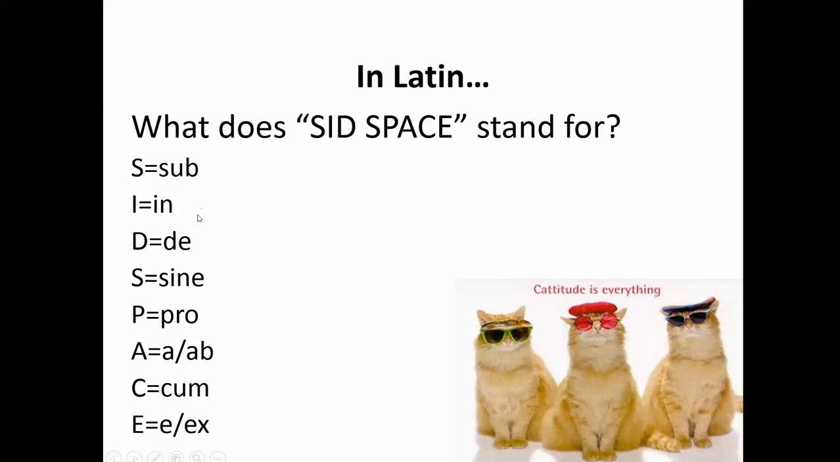So again, sub is under, in with the ablative is in or on, de is from, down from, or concerning, or about. Sine is without, pro is before, in front of, on behalf of, ab is away from, cum is with, and e or ex is from or out of.